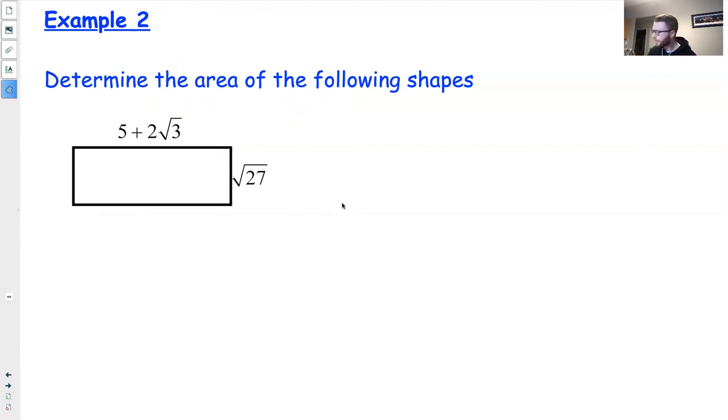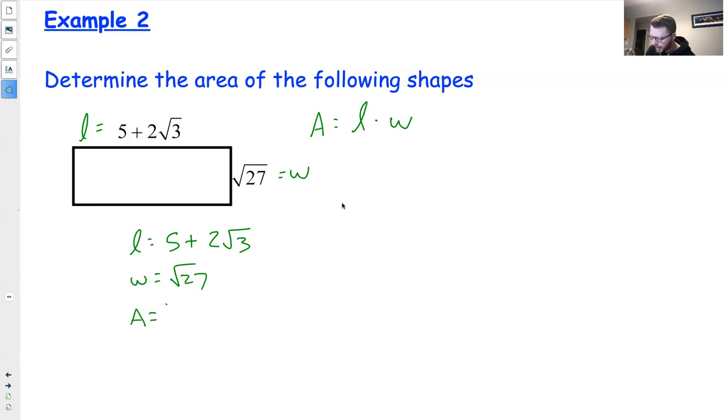Okay, so I'm going to go ahead and solve this. So we have a rectangle here and we're asked to find the area. So area of a rectangle is equal to the length times the width. Okay, we will call 5 plus 2 root 3 our length, and root 27 can be our width. So if our length is 5 plus 2 root 3 and our width is equal to root 27, we're asked to find the area.